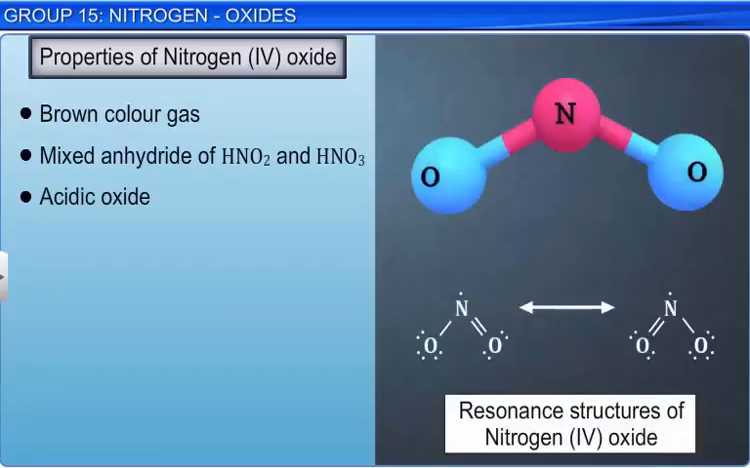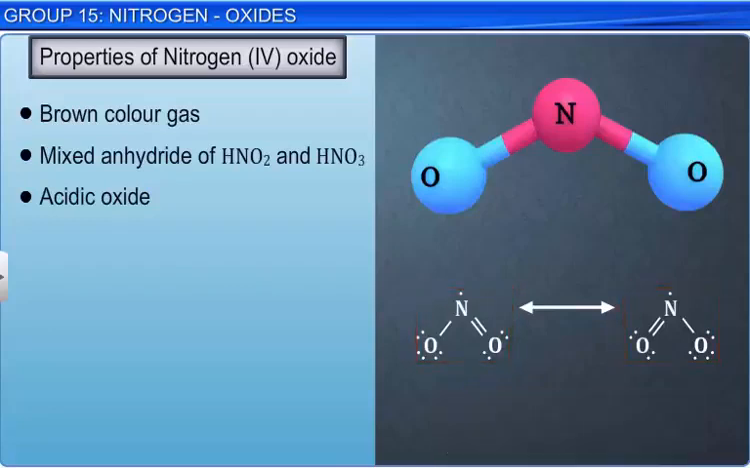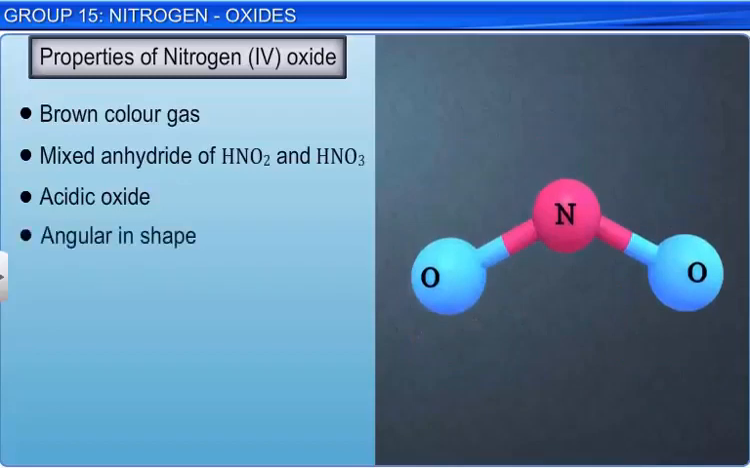Examine the resonance structures of nitrogen dioxide. The molecule exists as a resonance hybrid of these structures. The molecule is angular in shape with a bond angle of 134 degrees and bond length of 120 picometers.